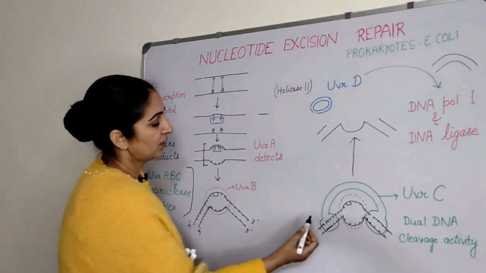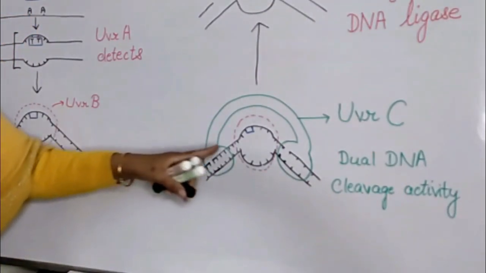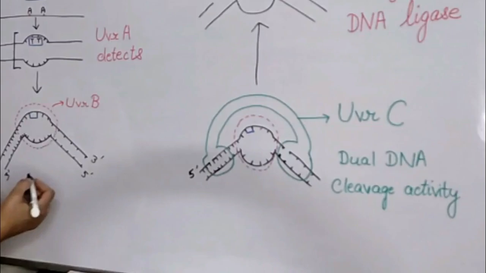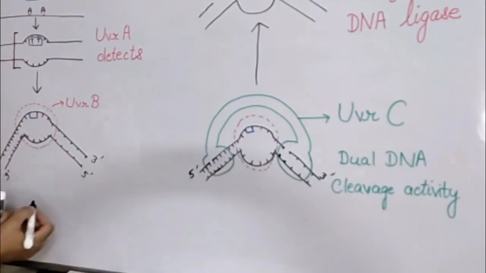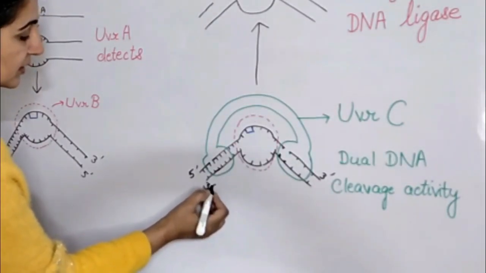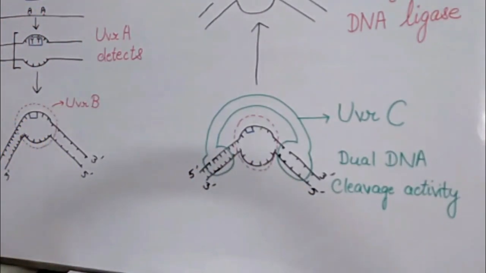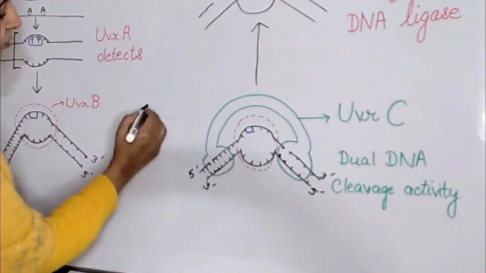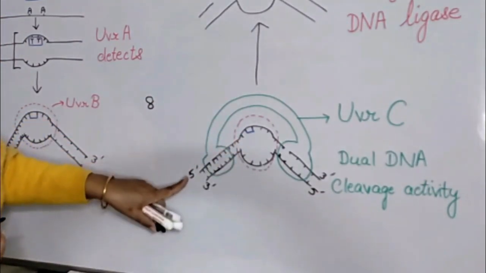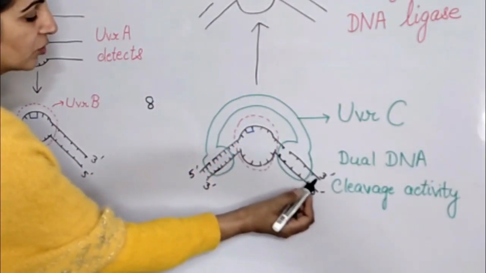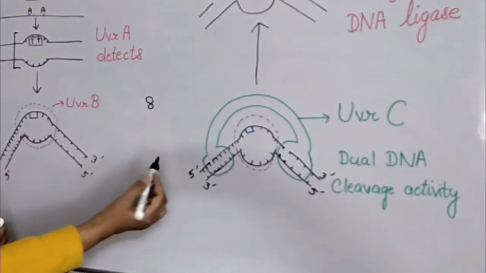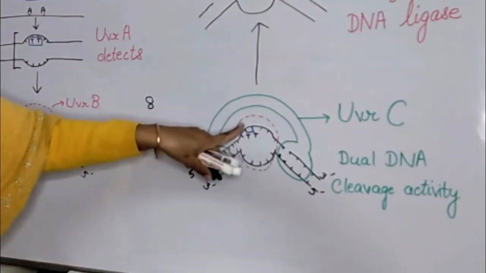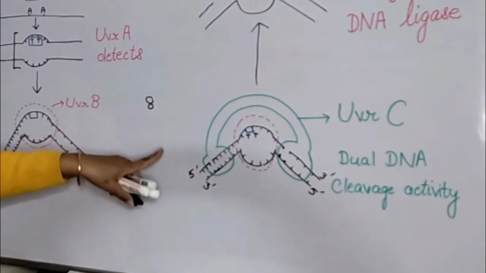So where does it form the nicks? First nick is made around 8 bases upstream in the DNA molecule. So suppose this is the 5' end of the DNA molecule, this strand, this is the 3' end, and the opposite strand we know is always anti-parallel. So this is the 3' end and this is the 5' end of the other strand. UVRC protein forms two nicks. First is around 8 nucleotides upstream in one strand, and the other nick is around 4 nucleotides downstream of the defect. This is our defect, this portion is the thymine dimer and the defect lies here. So the first nick is made 8 nucleotides upstream.